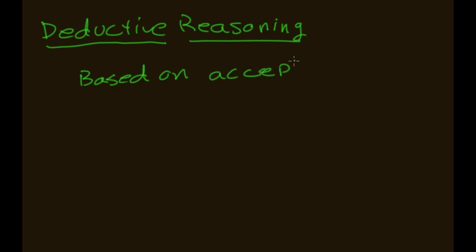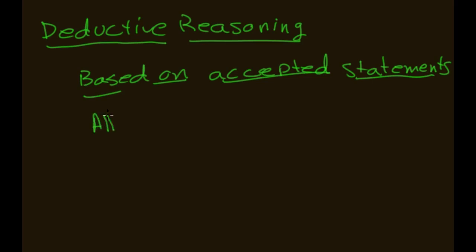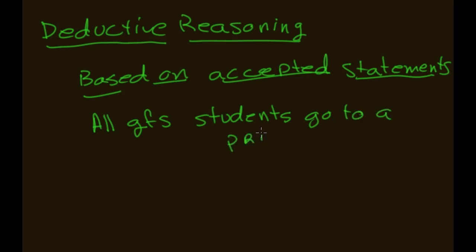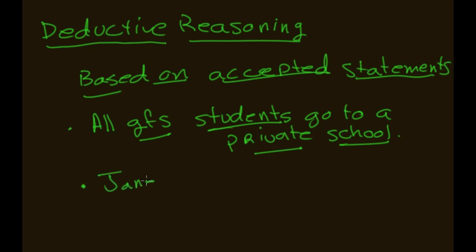accepted statements. Okay, so these are arguments based on accepted statements. All right, so like in this kind of argument, we could say that all GFS students go to a private school. Now, that seems like a pretty acceptable statement to most of us, that if you're a student here, you are attending a private school. Okay, so the next statement in my thing here could be Jane is a GFS student.